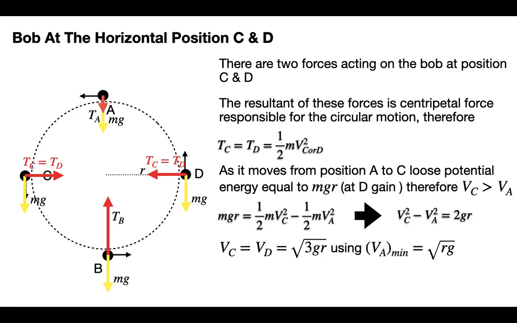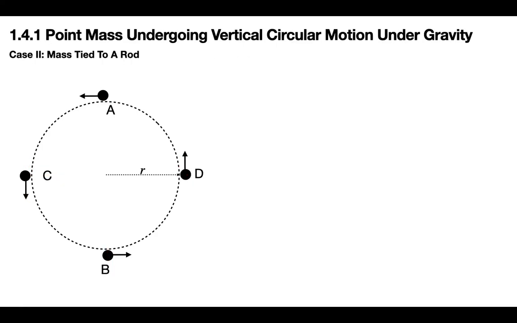So you can very well calculate Vc is equal to Vd is equal to square root of 3gr, using Va minimum is equal to square root of rg, and this gives you Tc minus Ta is equal to Td minus Ta is equal to 3mg. Now consider point mass undergoing vertical circular motion under gravity. The second case, mass tied to a rod.